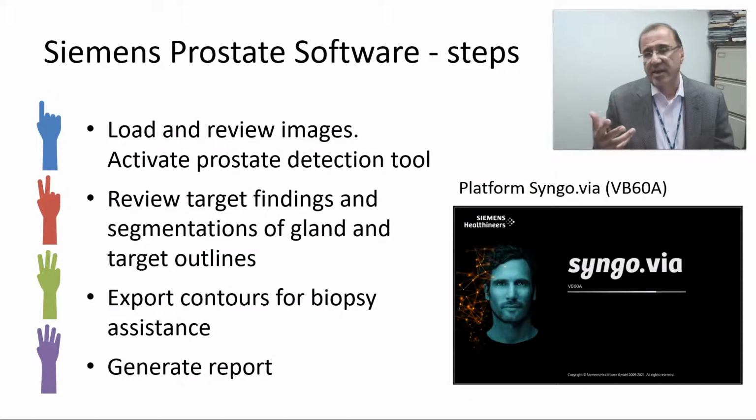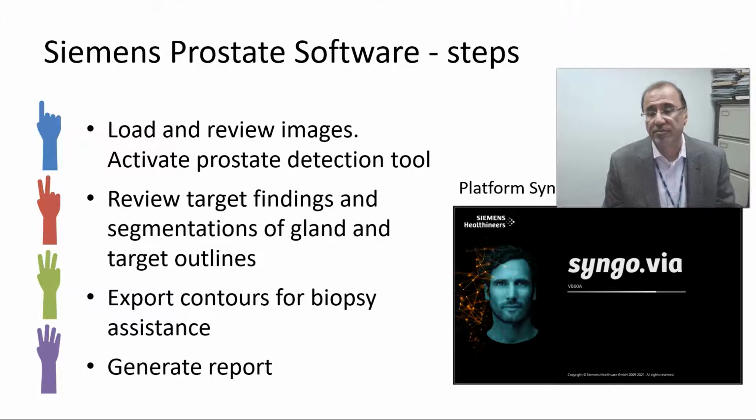Now the Siemens AI is able to meet a lot of these requirements, and essentially you need 4 steps. Number 1, you load the data, right? Activate the AI tool. You look at what finding it gives you, the segmentations that it outlines, and then if you accept them or you don't accept them, and then finally you have to output the contours for biopsy assistance or for radiotherapy planning, and of course you have to write your own report thereafter.